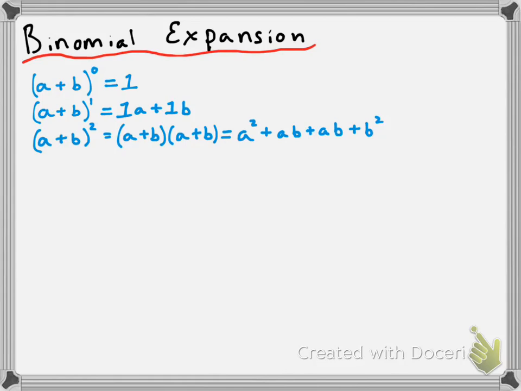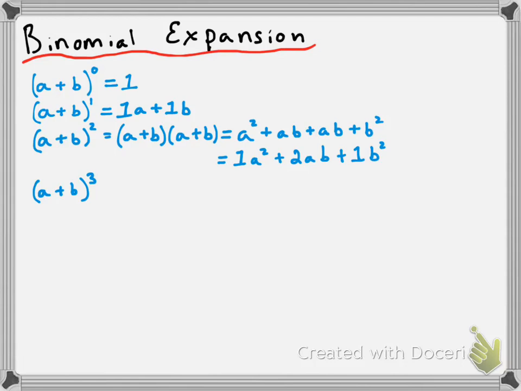Now notice that we have a couple of like terms. We have ab plus ab, and of course those add together and we get 1a squared plus 2ab plus 1b squared. So again, I want to make sure that we show the coefficients even in cases where we typically wouldn't. Okay, let's take a look at another power of this binomial. So we're going to do a plus b to the power of 3.